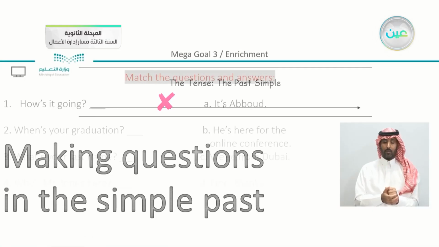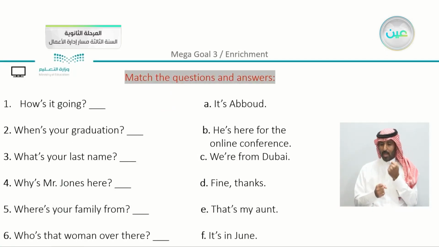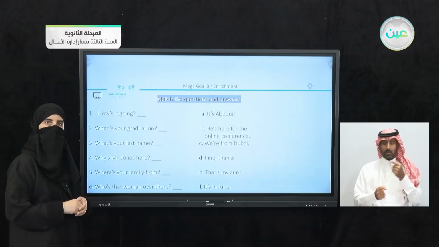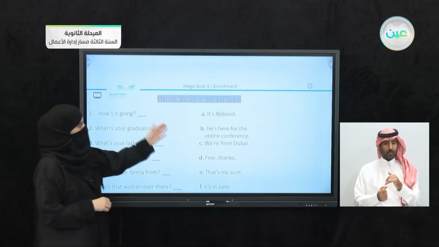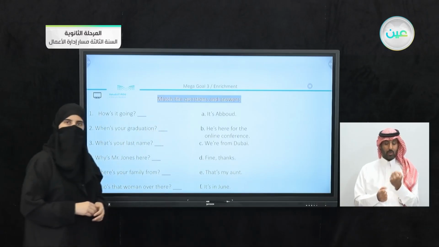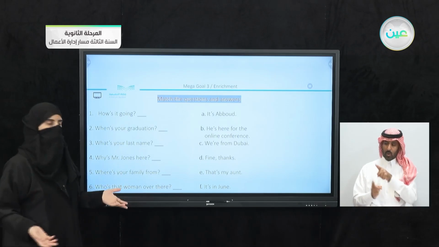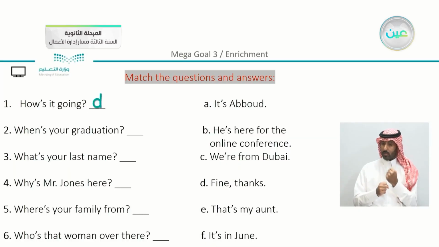Now we have making questions in the simple past. We're going to have a very simple task here to do together. How is it going? We have the answers here. If someone asks you how's it going, you can answer D, fine, thanks. When's your graduation? From the question word when, we know that we are asking for a time. It is in June.